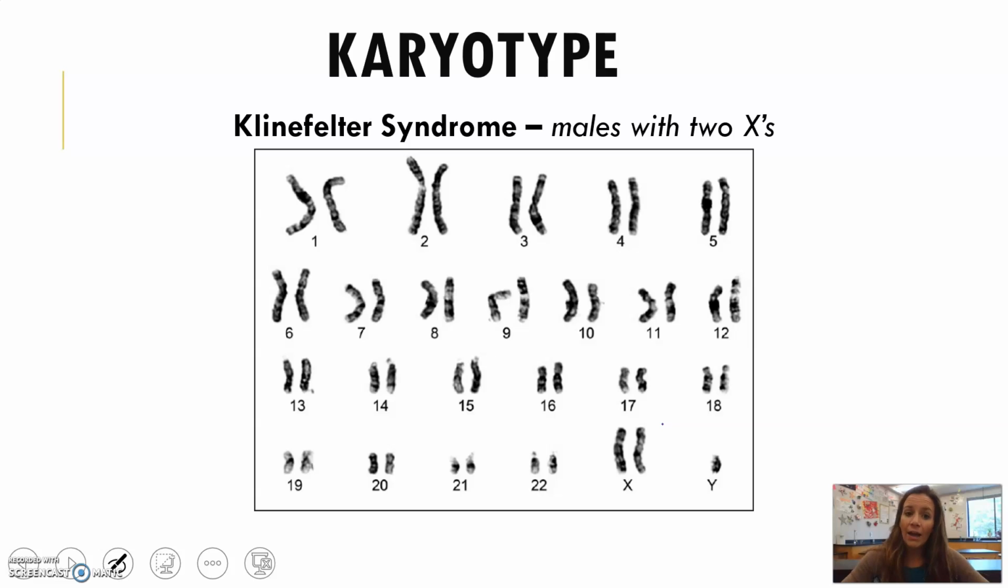And then lastly, Klinefelter syndrome. So having a Y automatically makes you male, but sometimes mistakes happen in meiosis and you get 2 X's, but you still have the Y. So you'll notice this here would be someone that has Klinefelter syndrome.